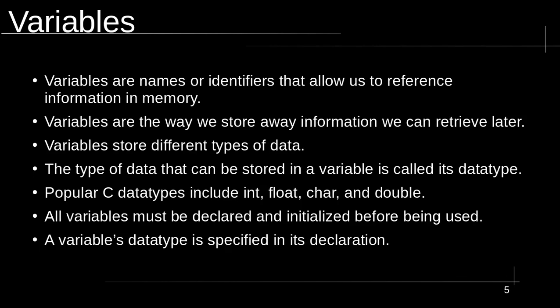Popular programming data types, including in C, are integers, floats, and doubles. All variables must be declared and should also be initialized before being used. A variable's data type is explicitly specified at the time that it is declared and will not change.